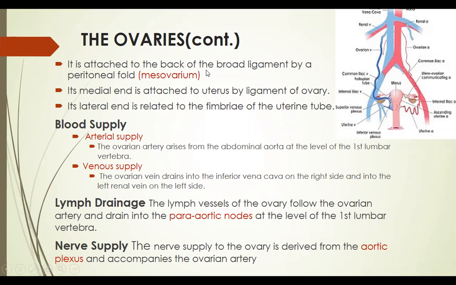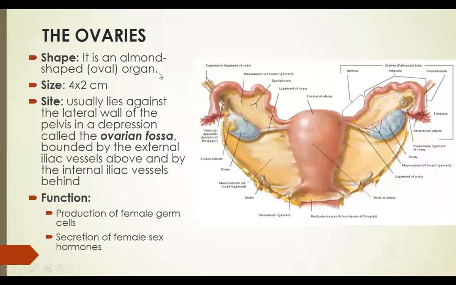It is attached to the back of the broad ligament by a peritoneal fold called the mesovarium. If you see here, this is called the broad ligament. Okay, so this is the fold of peritoneum which will be hanging from one side to the other side, and it will also cover the ovaries, and it will have a small extension from here that will be called the mesovarium.